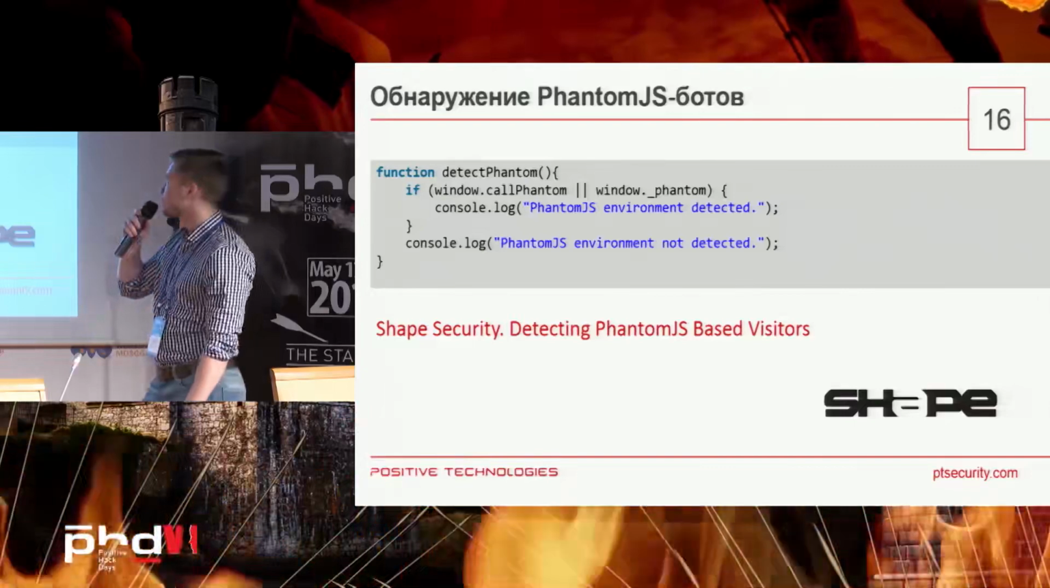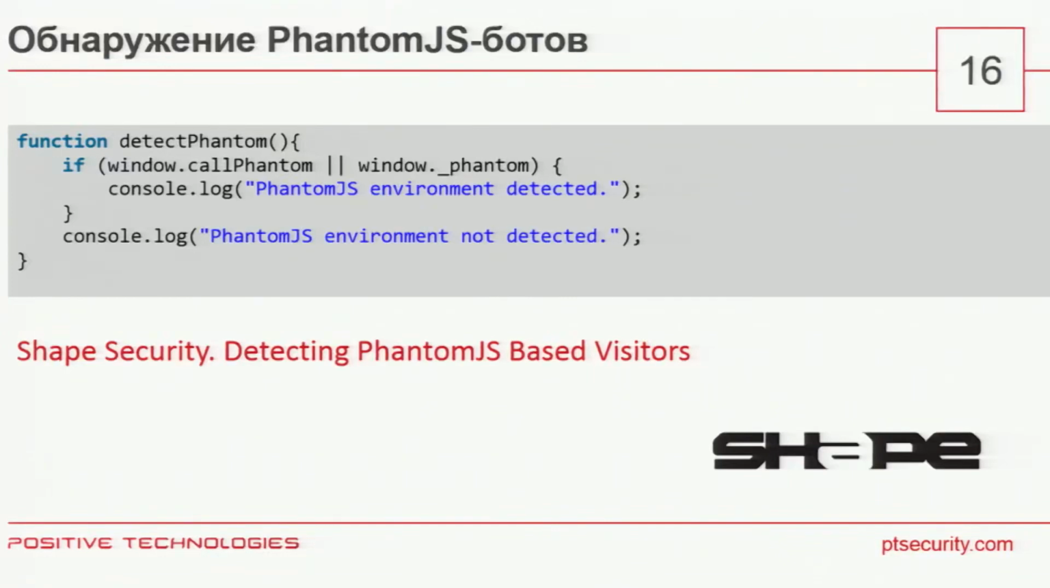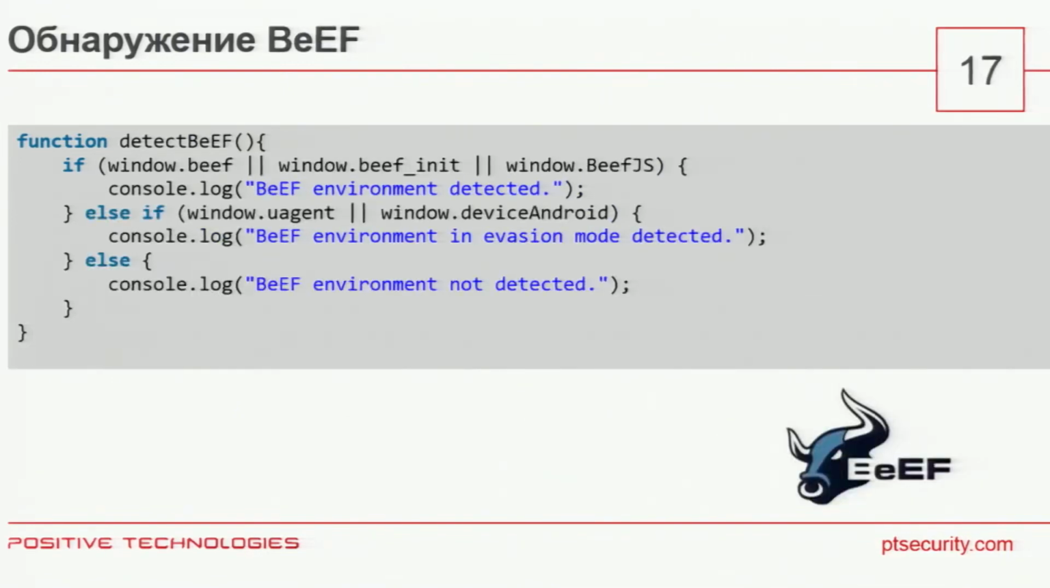How does a PhantomJS bot look like? We check it for specific properties. That's what we do on the server side. There are plenty of methods for PhantomJS bot detection in Shape Security. We recommend that you use this link and visit this resource. BeEF is a framework for XSS exploitation. We can also detect BeEF cookies inserted in the user's browser.